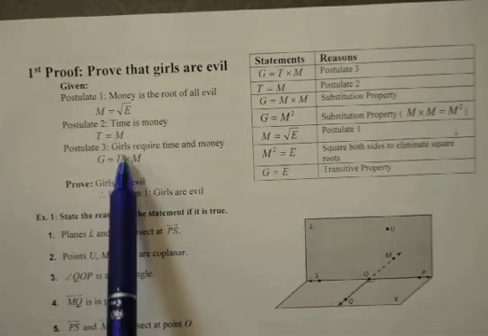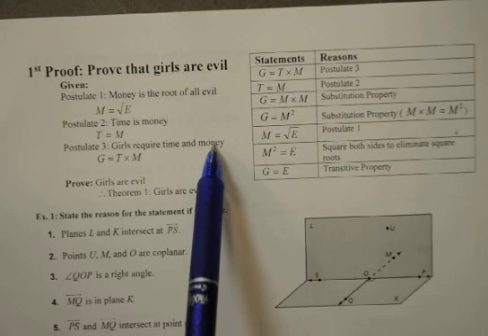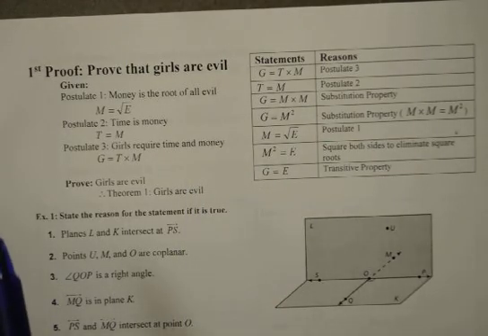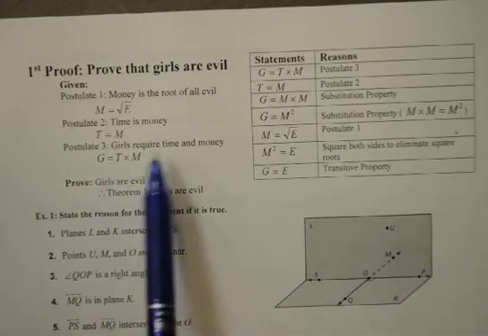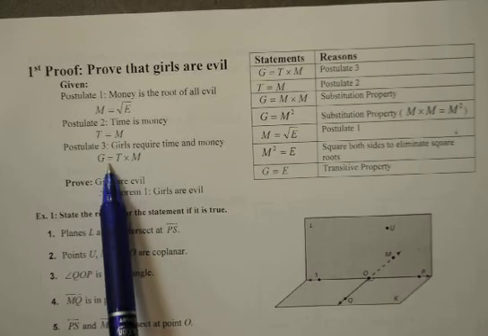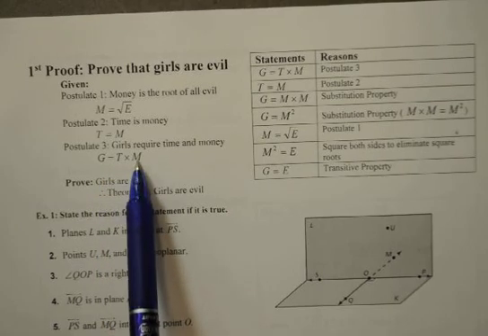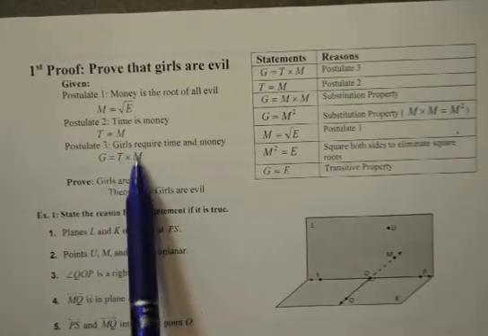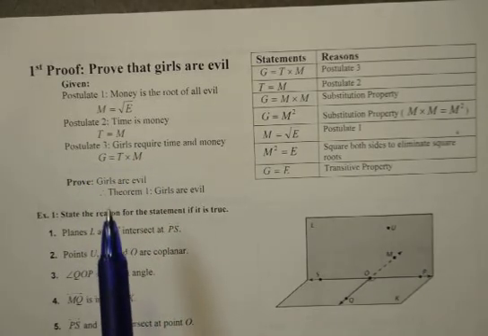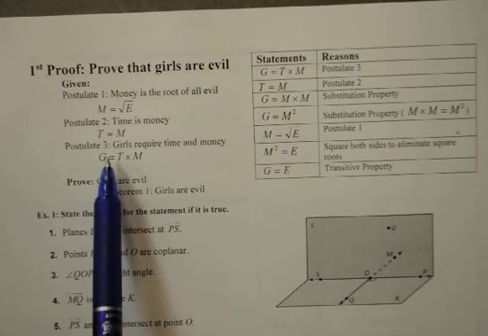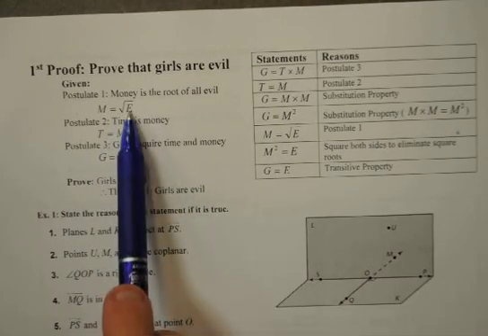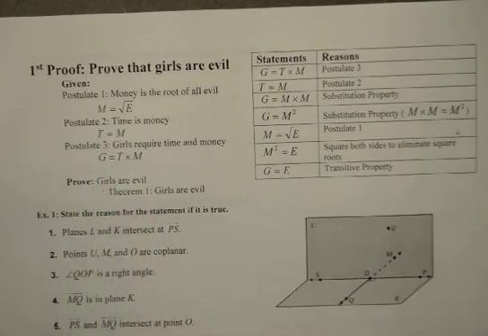Postulate 3. Girls require time and money. Ooh, that's interesting. Do you accept that postulate? If you accept that postulate, then we can make a theorem. So mathematically, girls are time and money. Time times money. That's what that is. So we're going to try to prove that girls are evil. We got girls and we got evil. Can we connect it all together using some math, some properties that we accept?